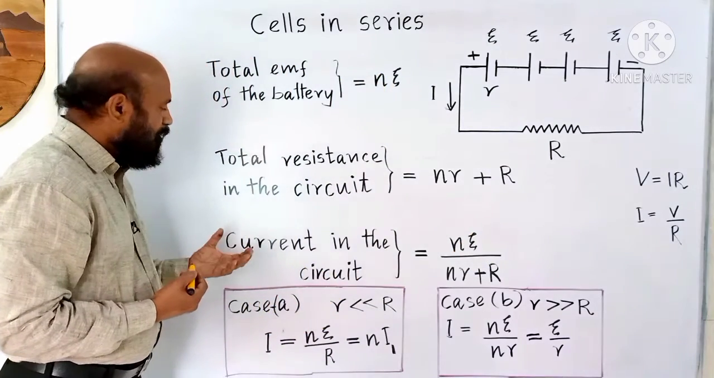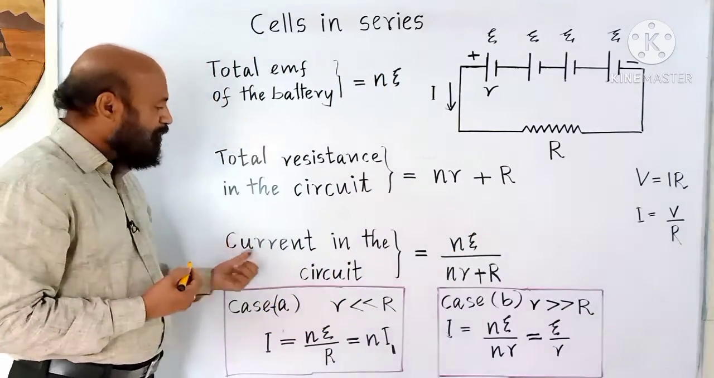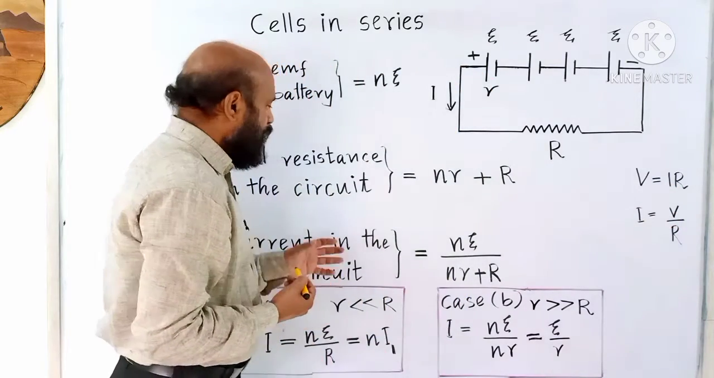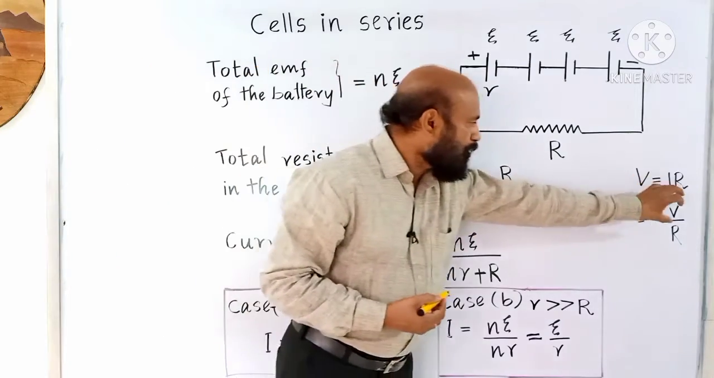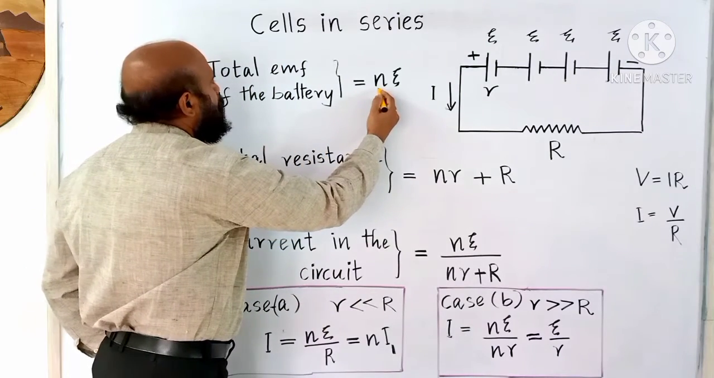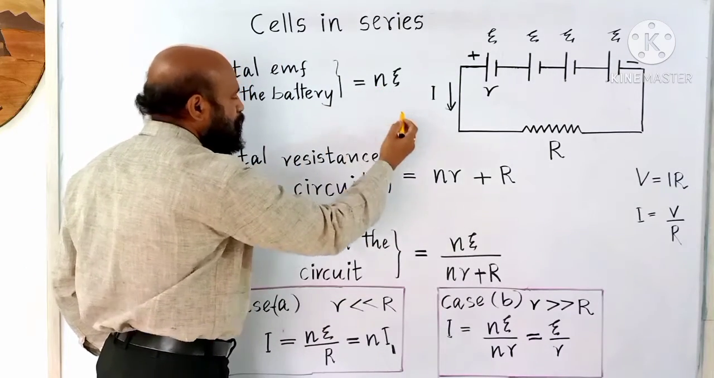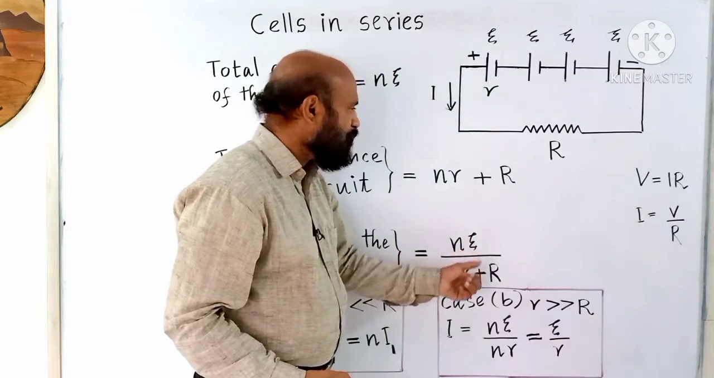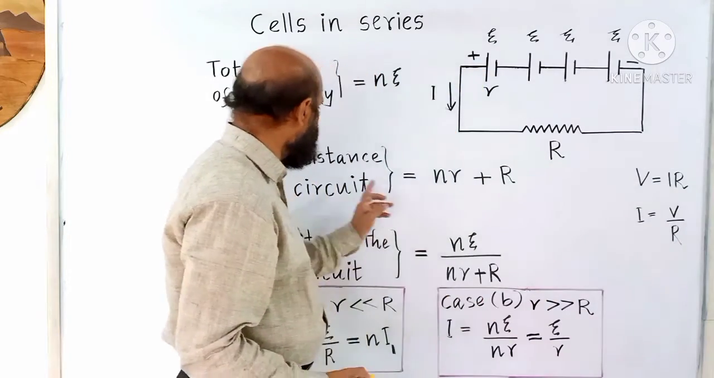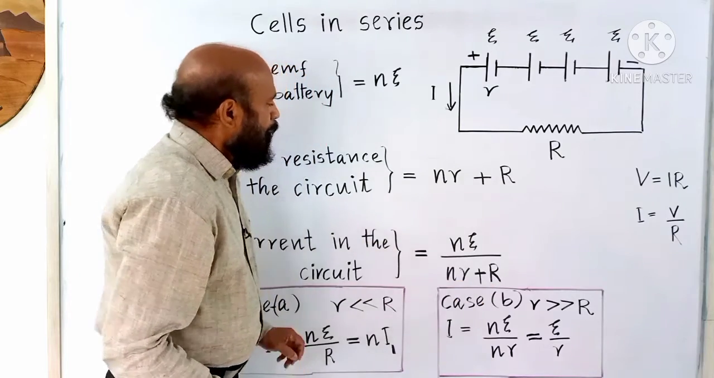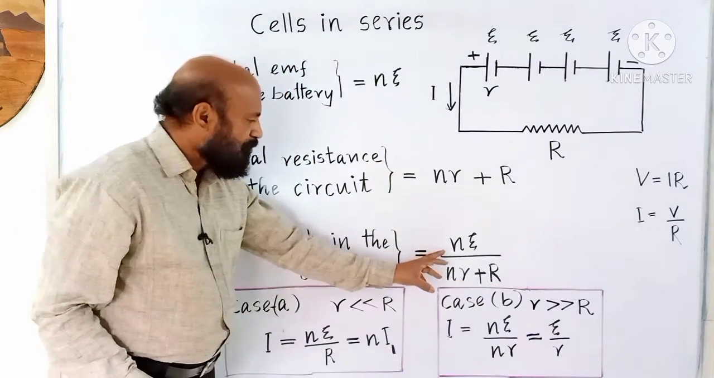Now we can get the current in the circuit using Ohm's law. As per Ohm's law, V is equal to IR. After rearranging, I is equal to V by R. So for getting the current, the potential difference is to be divided by resistance. Now EMF is N times psi, so instead of V, we can write N times psi. Then the total resistance in the circuit is Nr plus capital R. So this is the current in the circuit.